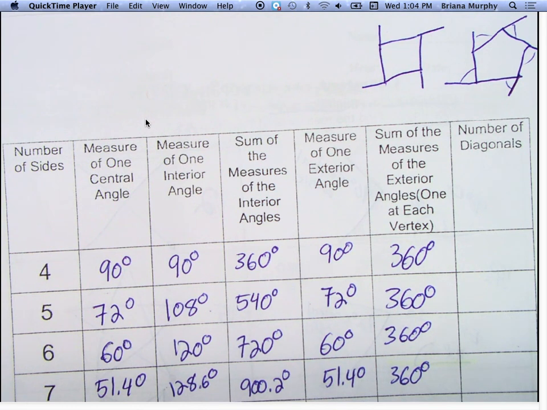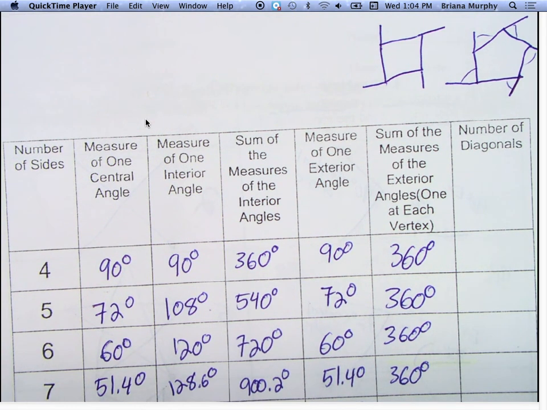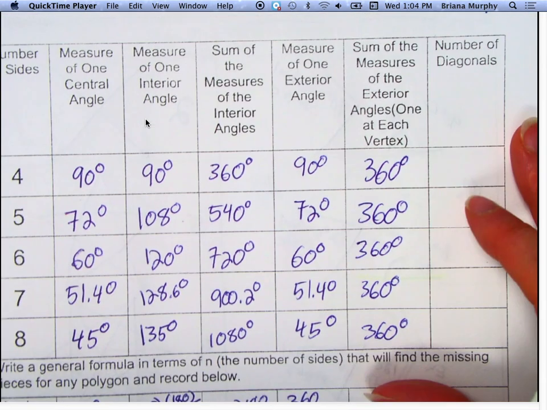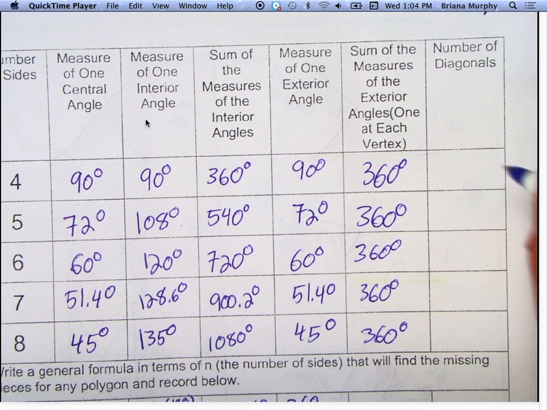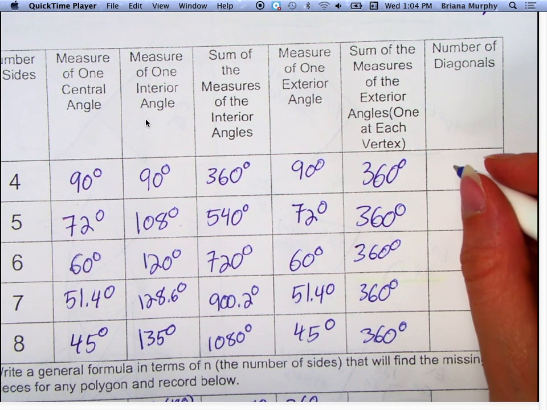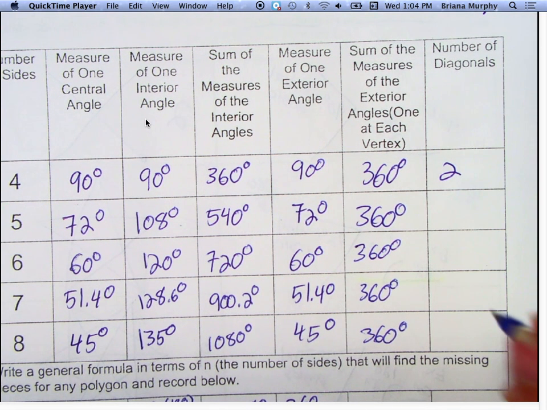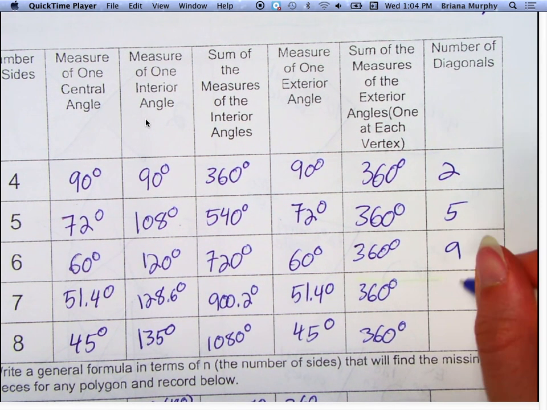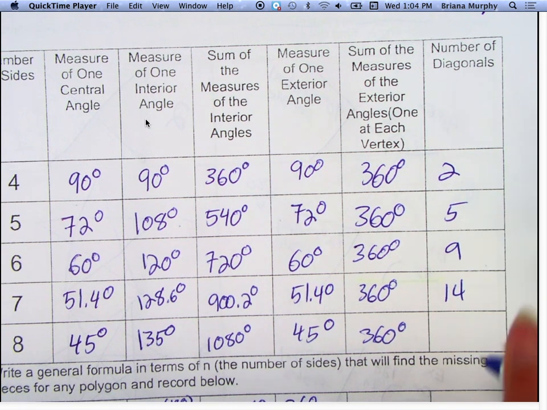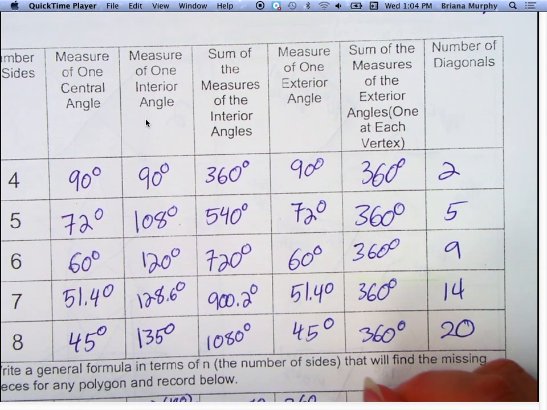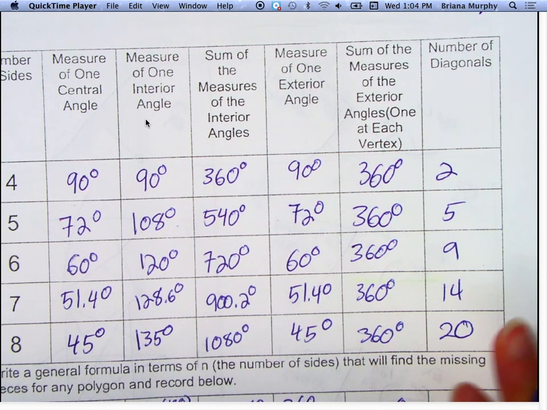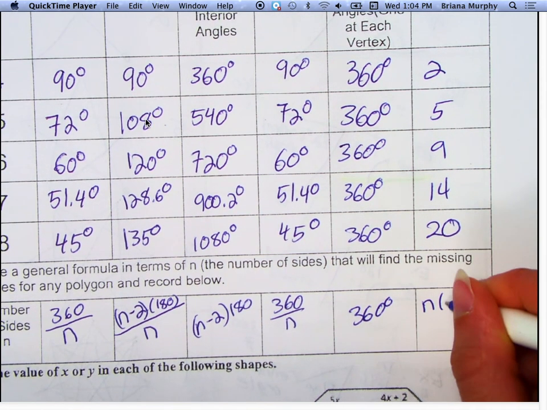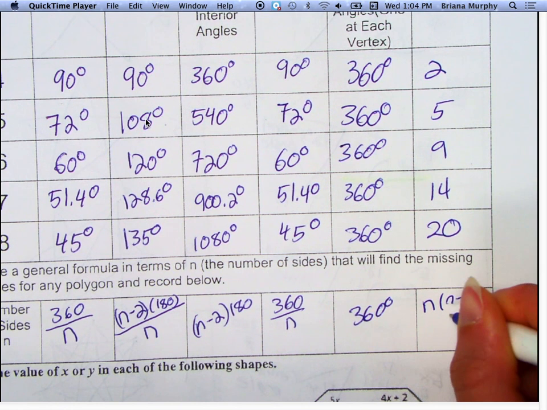Now, there is a formula for number of diagonals. I didn't really discuss it in my other classes because it's not super relevant. You don't super need it, but we can do it. Okay, so the number of diagonals for 4 is 2, for 5 is 5, for 6 is 9, for 7 is 14, and for 8 is 20. So the formula is n times n minus 3, all over 2.